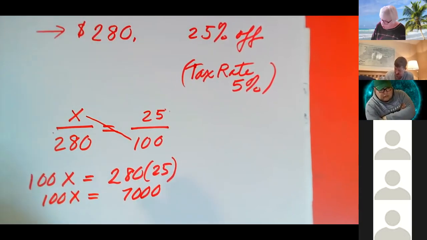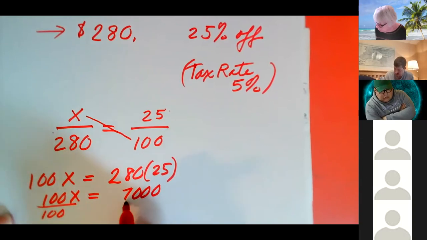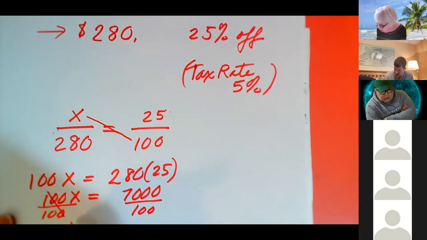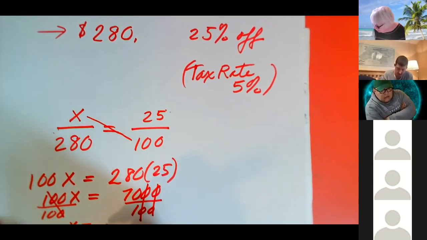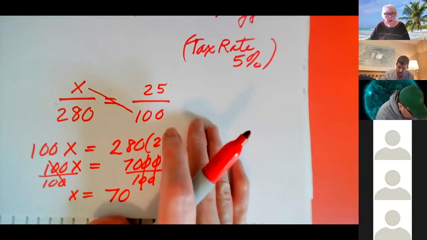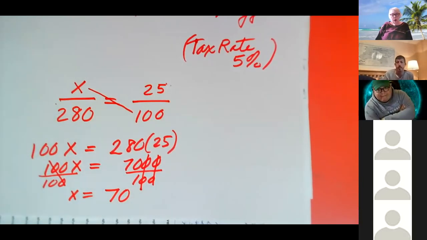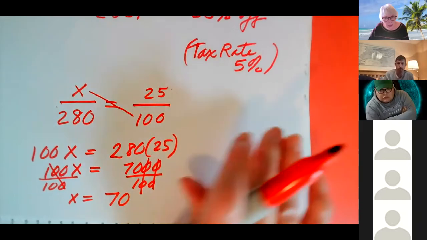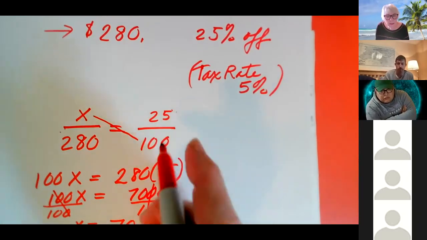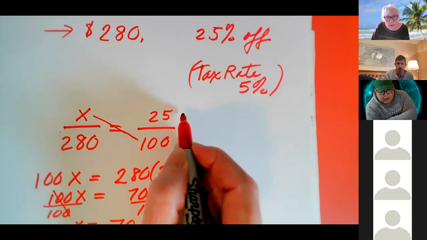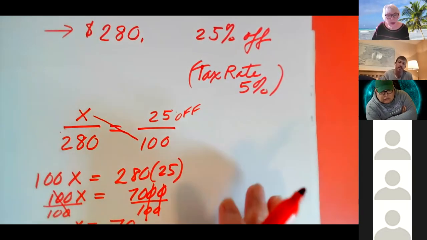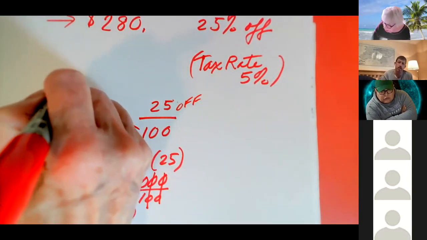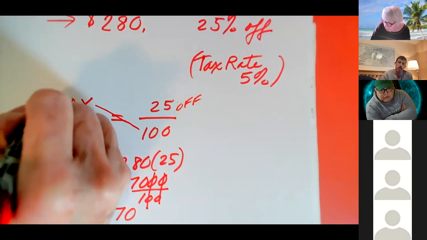Okay. So if we divide by 100 and divide by 100, 2 zeros, hit the dust, 70. My question is, is that the price of the racket? No, it's not. You think about this. We did the calculation. This is the percent that's off. So 25% off. And when we calculated for X, we get $70. This is how much is off.